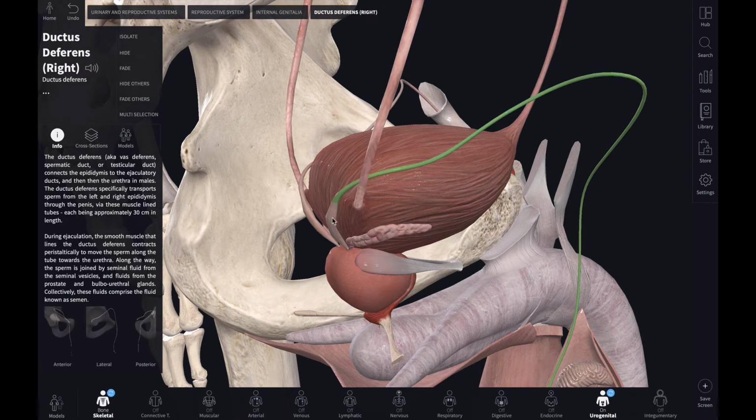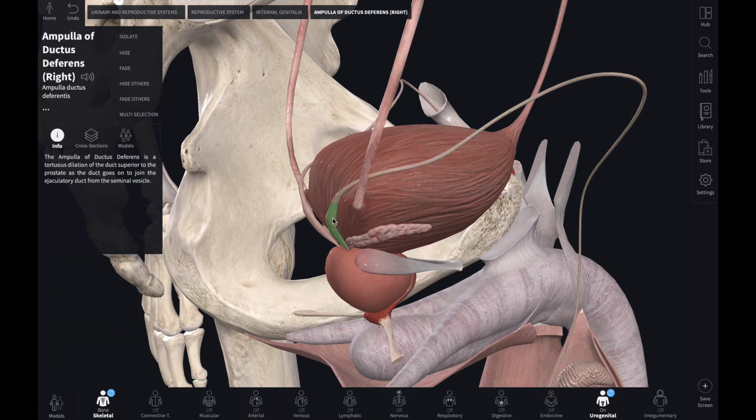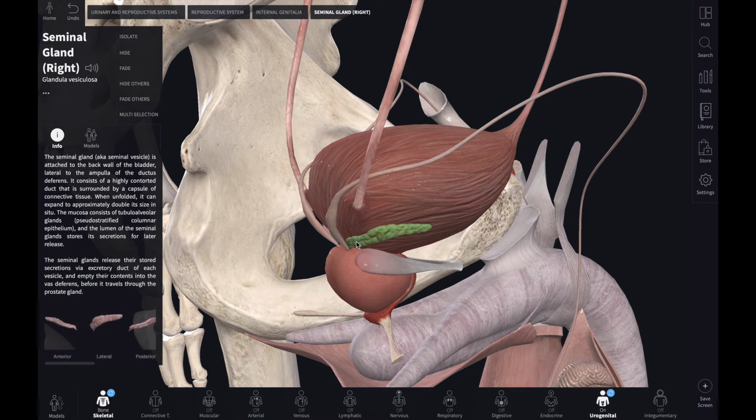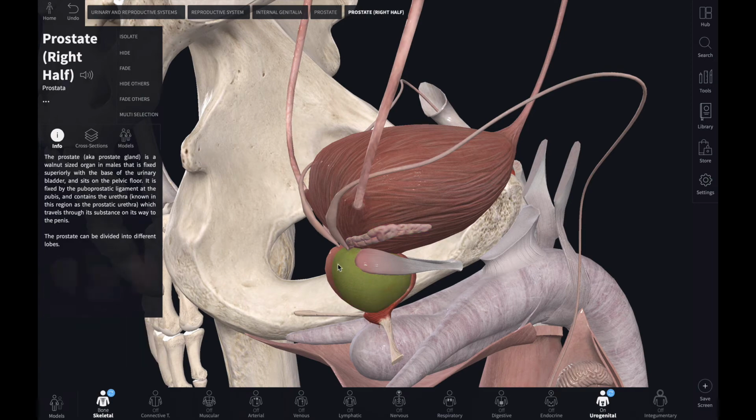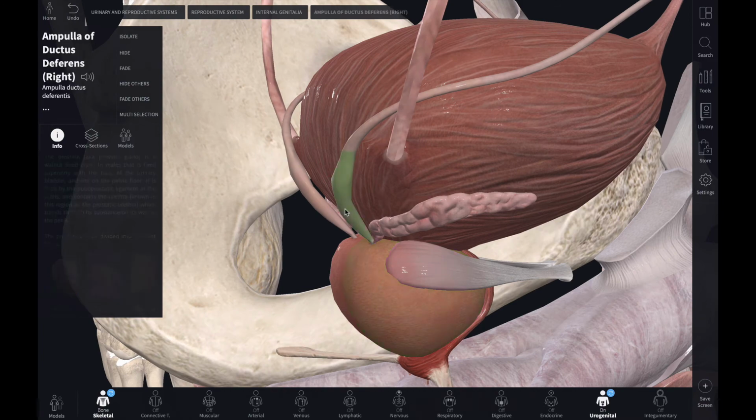This vas deferens will bulge before it enters the prostate gland. This bulge is called the ampulla of ductus deferens. The sperm cells are immotile. If you look at the parts of the sperm cell, there is a head, body, and tail. The tail doesn't move. After the sperm cell comes to the storage sac called the seminal vesicle, then by the nourishment of the prostate gland, the sperm cells will start to move. Immotile sperm cells we call azoospermia.